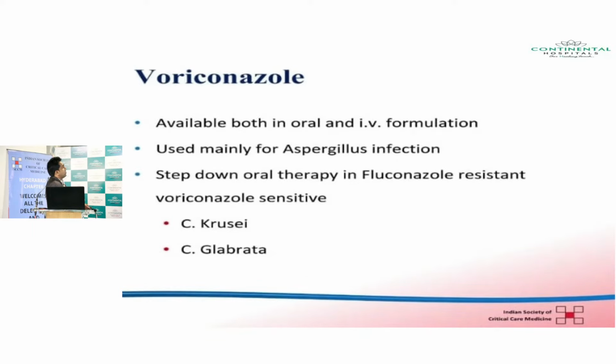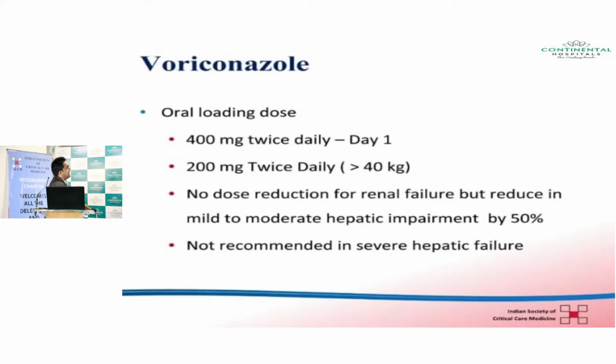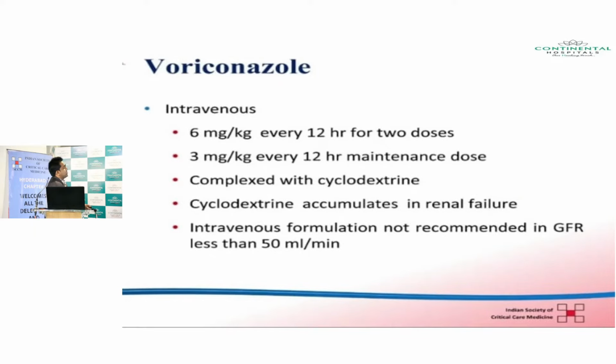Voriconazole is available in both oral and IV forms. It's used mainly for Aspergillosis, and also as step-down oral therapy in fluconazole-resistant and voriconazole-sensitive pathogens like krusei and glabrata. The loading dose is 400 mg twice daily on day 1, then 200 mg twice daily maintenance. No dose reduction is required for renal failure, but we have to reduce it by 50% in moderate hepatic impairment. It's not recommended in severe hepatic failure like Child C cirrhosis of the liver. The intravenous dose is 6 mg per kg 12 hourly for 2 doses, then maintenance is 3 mg per kg.